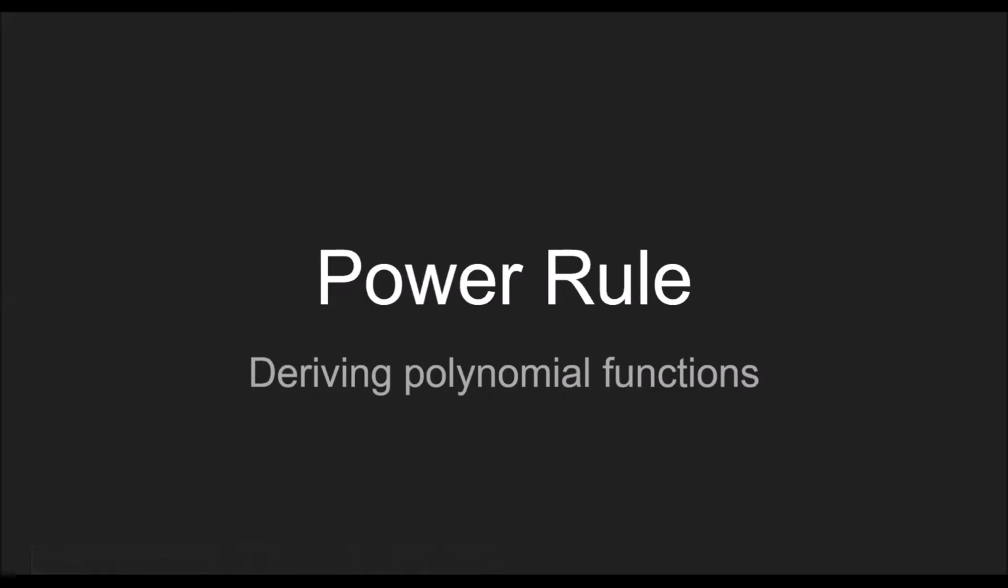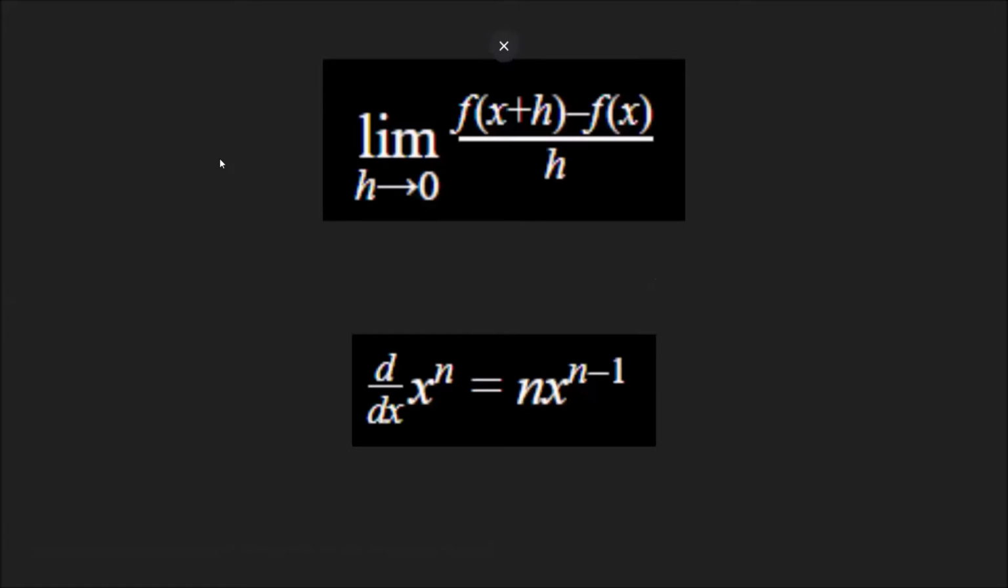Today we're going to go over the power rule, which is a way to derive a polynomial function. A polynomial function is a function in the form x to the power of n, where n is a constant. So let's go ahead and look at this limit. This is the formula for the derivative of f of x. You may have heard of this, you may not have, but it is very tedious and annoying.